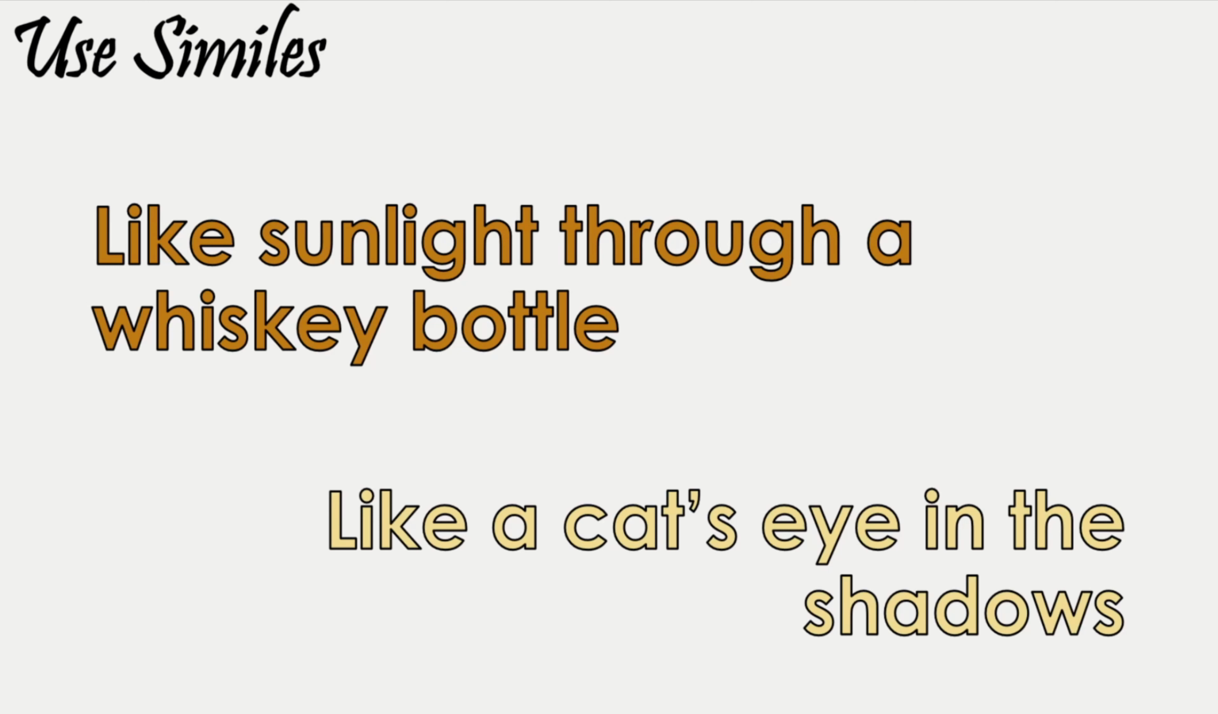Now, speaking of similes, if you can't think of a specific word for the colour that you're thinking of, you could always use a simile. For example, like sunlight through a whiskey bottle describes a sort of brownish amber hue, or like a cat's eye in the shadows describes a kind of yellow. Either way, the simile is better than using words such as brown or yellow.